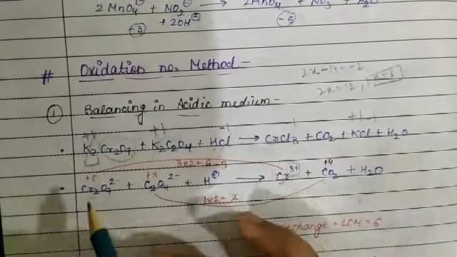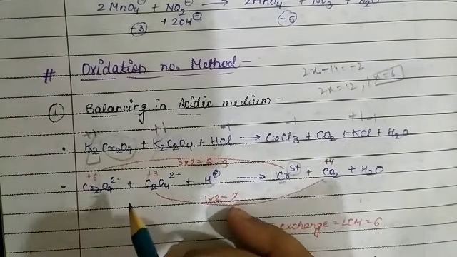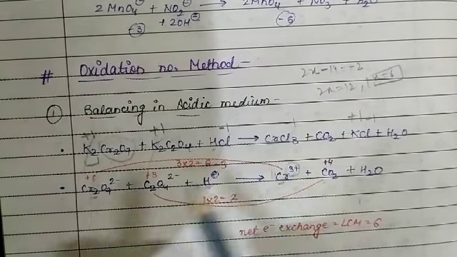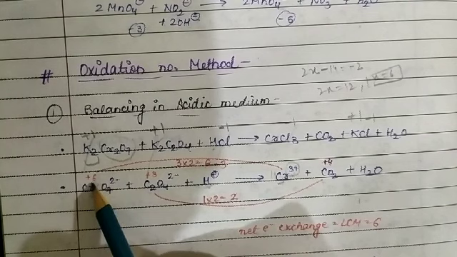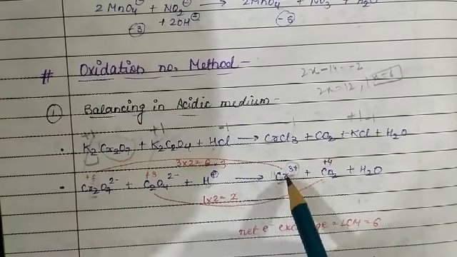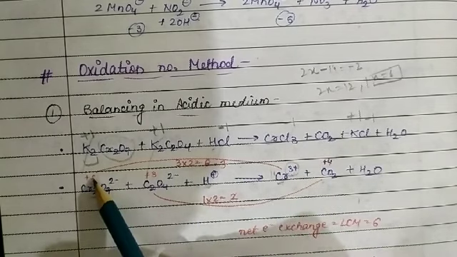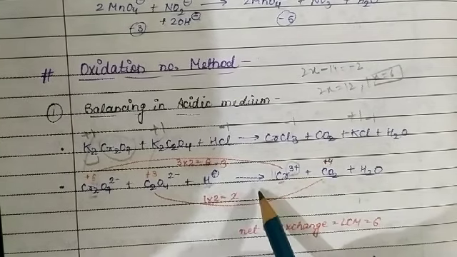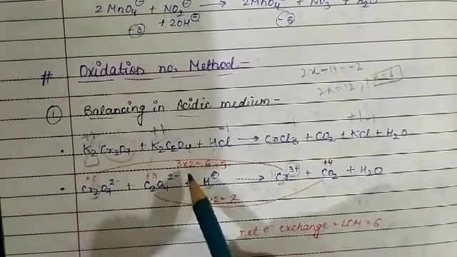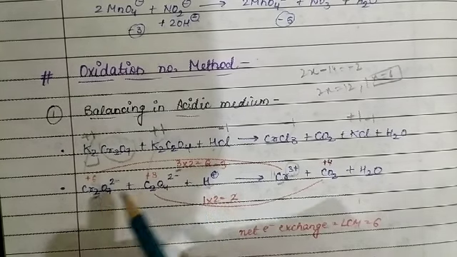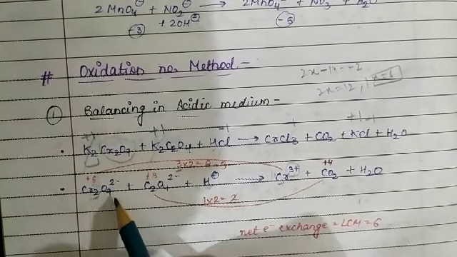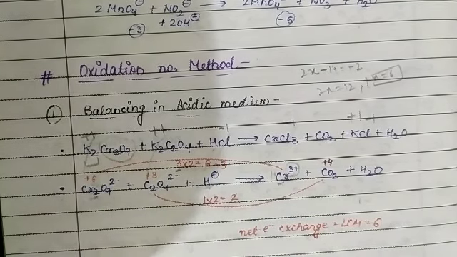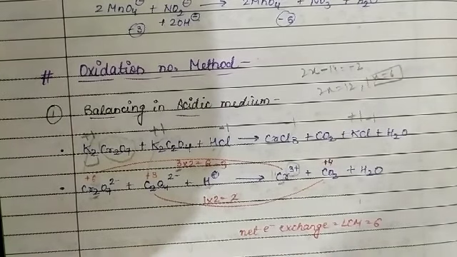But on the left side there are two chromium atoms. So first calculate the change in oxidation number of the chromium atom. The change is plus 6 to plus 3, meaning a change of 3 per chromium atom. But there are two atoms, therefore multiply the change in oxidation number by the number of atoms on the left hand side. So the total change is 3 multiplied by 2, meaning 6. So basically the total change in oxidation number of chromium is 6. Now see for carbon.